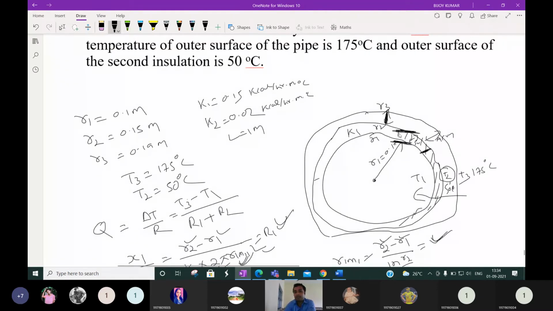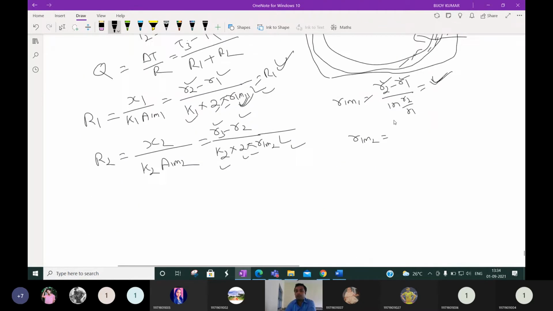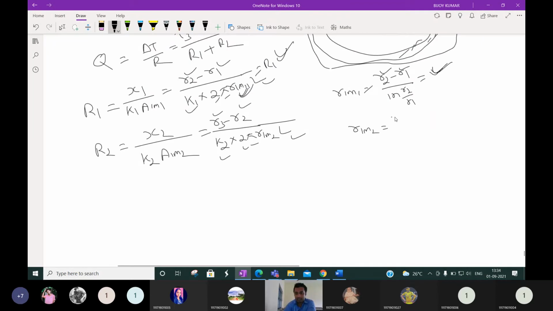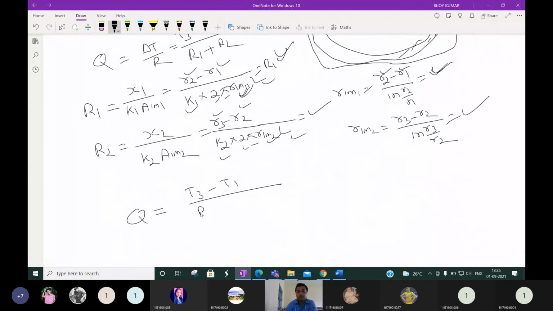RLM1 means we are determining between these two. RLM2 means we have to determine between R3 and R2. So it will be R3 minus R2 by ln of R3 by R2. These R3, R2 values are all given, so you can find this one, and this one you can find out. So the Q value is nothing but delta T, which is T3 minus T1, by R1 plus R2. This R1 is known, R2 is known. T3 is given as 175 degrees centigrade.